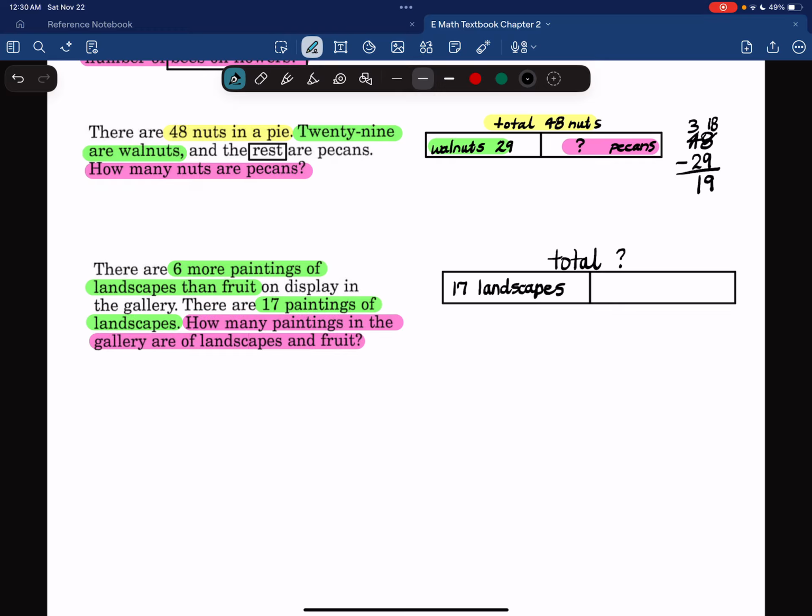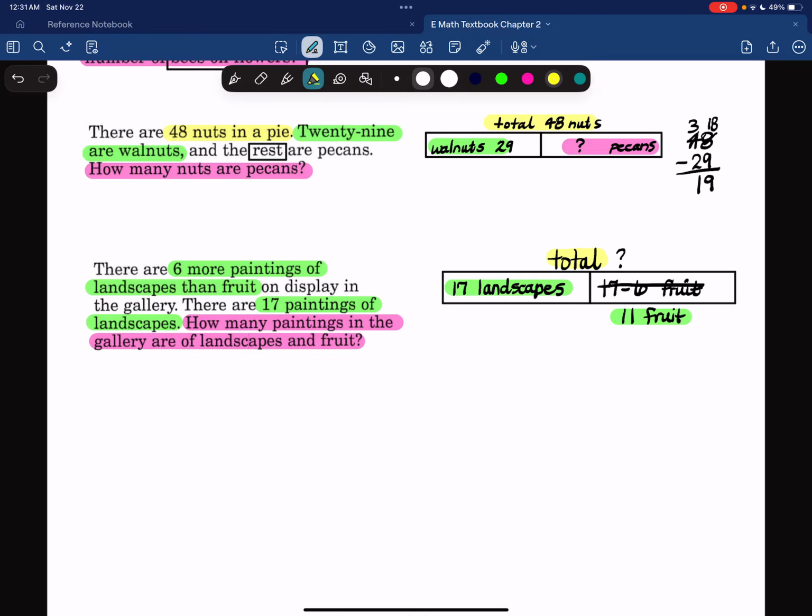And I know that there are more landscapes than fruit. The fruit are 17 minus 6. There are 6 more landscapes than fruit. 17 minus 6 is 11. So there are 11 fruit paintings. And there are 17 landscapes.